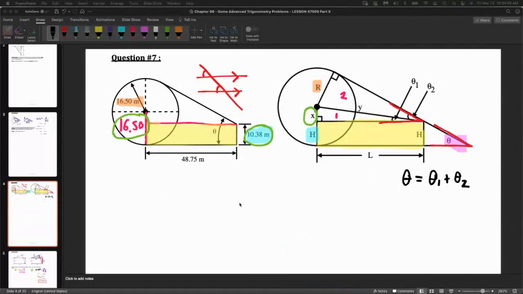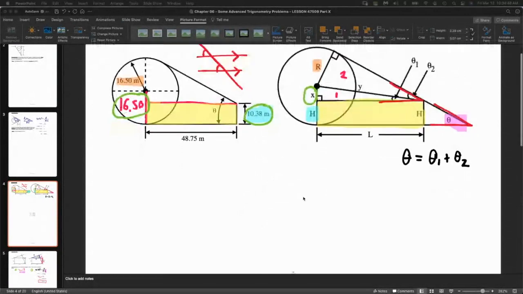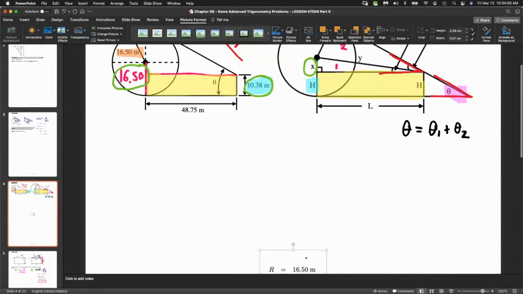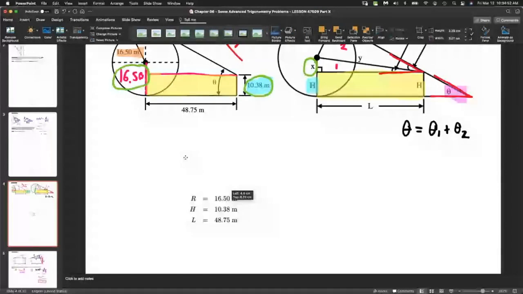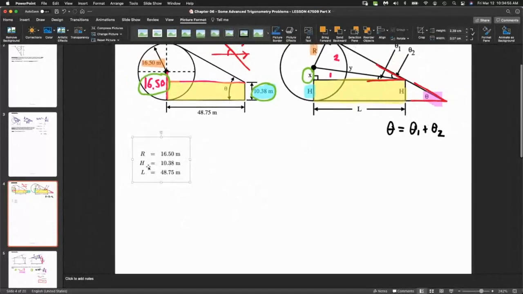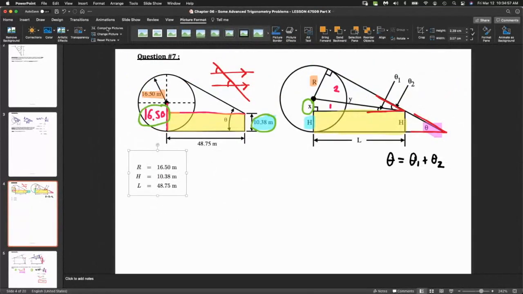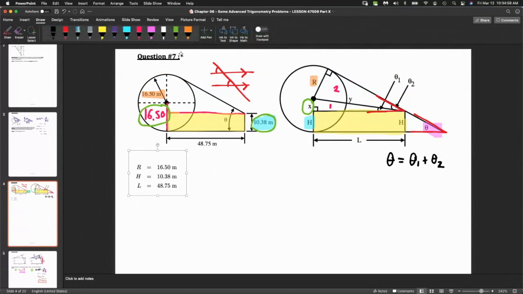So first things first, we're not solving for this stuff. I think it's evident from the diagram that R, H, and L are given to us. There's no issue there. We know R, H, and L because they were straight from the question.